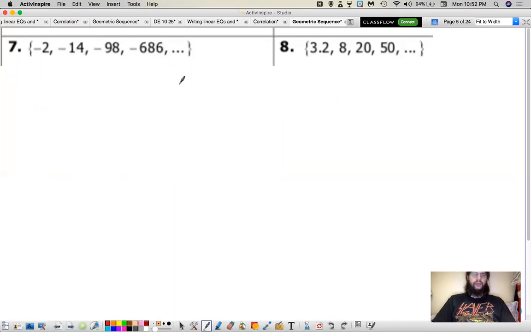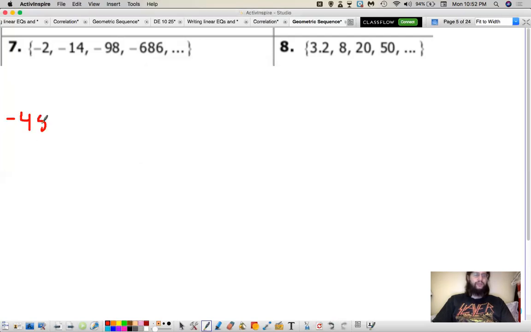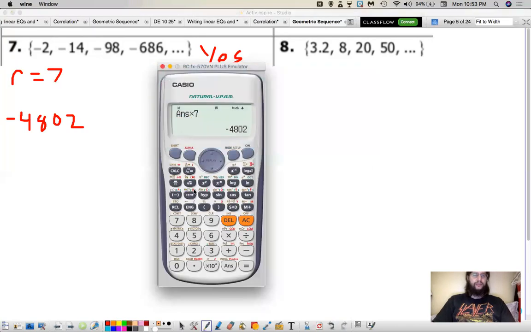-7. Yeah, I think that works. That's powers of 7 times 2. So let's double check. -14 times 7, sorry. 98 times 7, 686, so -4,802. Again, this is a yes. Our common ratio was 7.